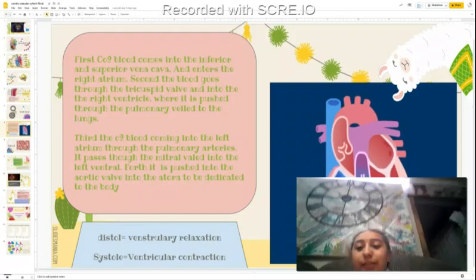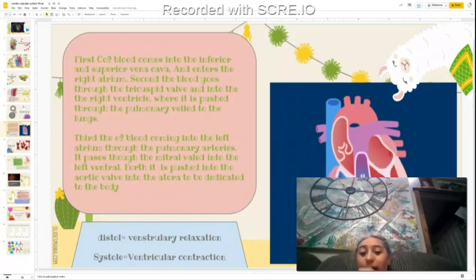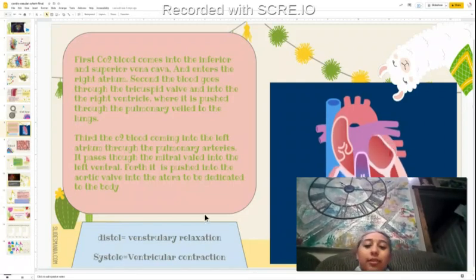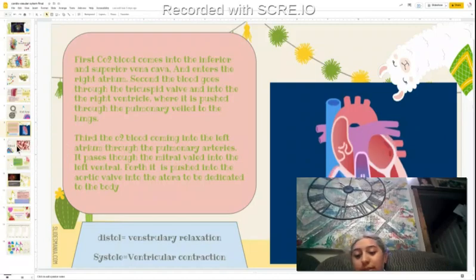Third, the O2 blood comes into the left atrium through the pulmonary veins, and it passes through the mitral valve into the left ventricle. And fourth, it is pushed back out into the aorta through the aortic valve into the body. Ta-da! And then it gets all circulated, starts over again. Diastole is ventricular relaxation, and systole is ventricular contraction.